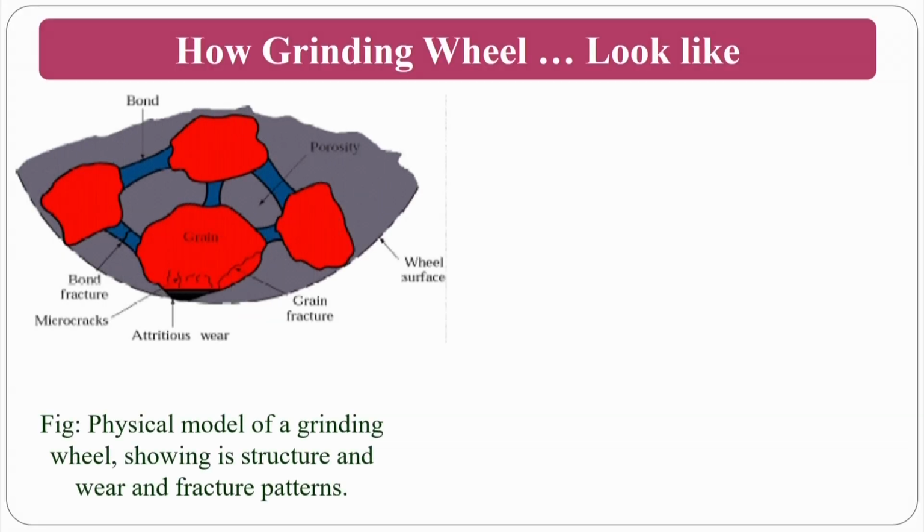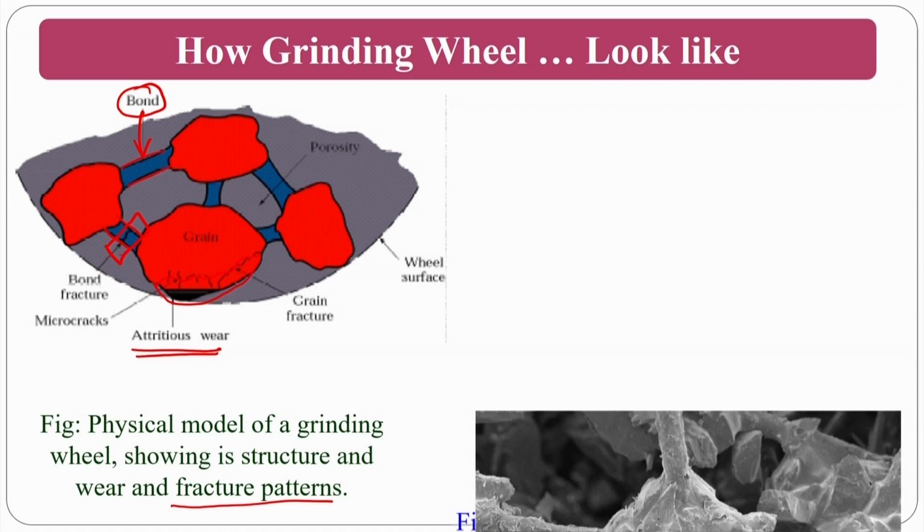How do the problems look? Here you see a physical model of the grinding wheel showing the structure and fracture pattern. This is the bonding and these are the abrasive grains. Whenever there is wear on an abrasive particle, this is called attritious wear, and not only does the abrasive particle get affected, there will also be an effect of bond fracture. These are the normal problems.